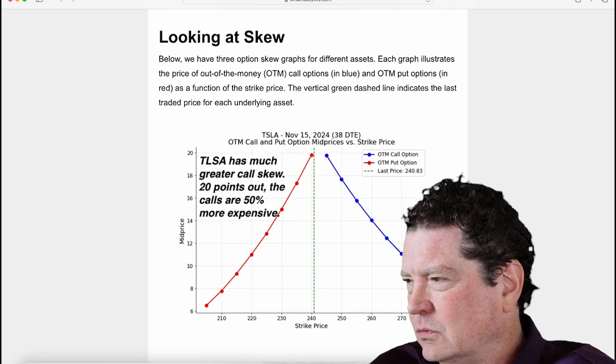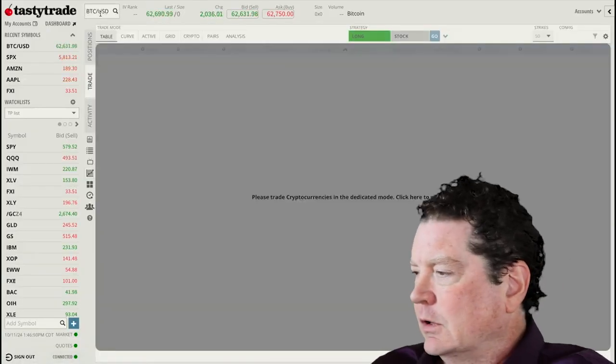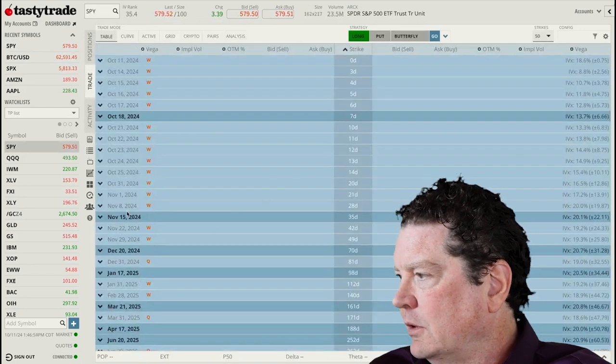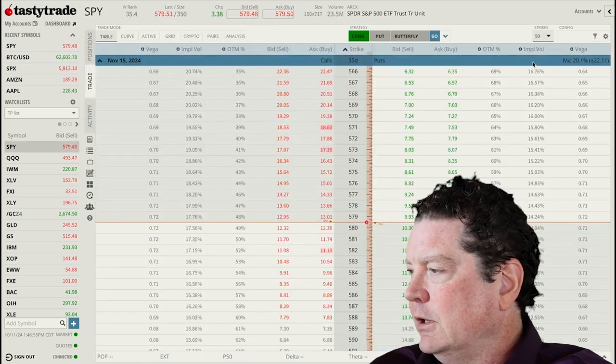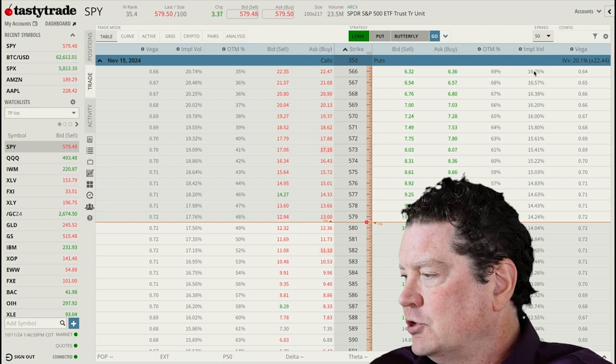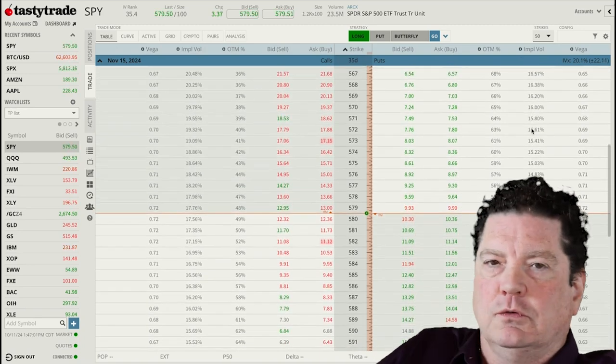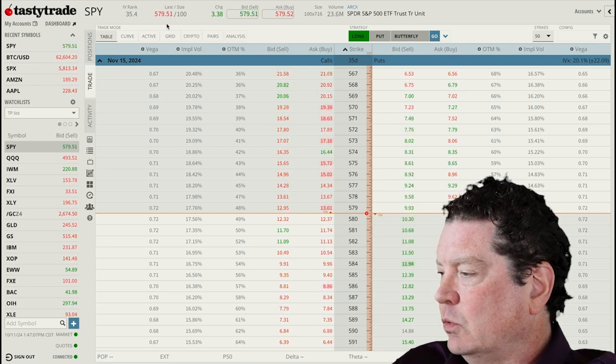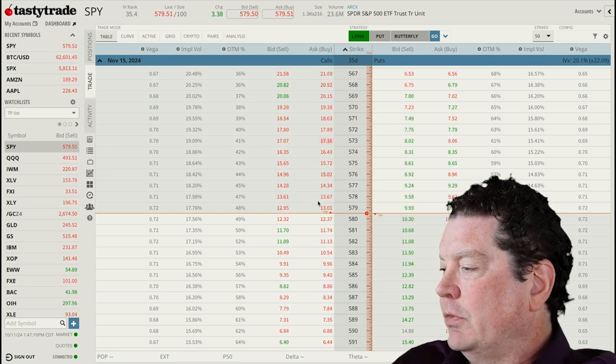Let's go into SPY, because it's easy. So if we go out to the Nova expiration and I switch over, here's the implied volatility listed along with each strike. So what I'm talking about with the skew, SPY right now is trading at 579.51. It's right in between 579 and 580. So this is the at the money.